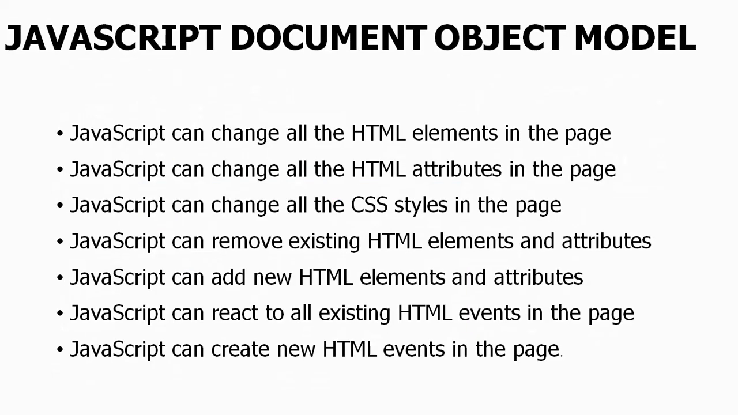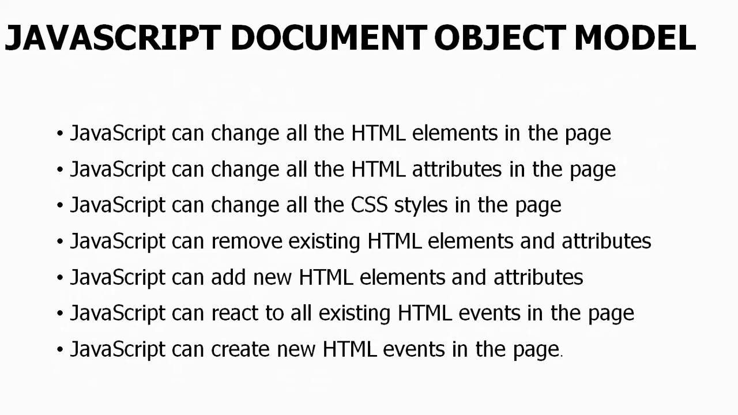With the document object model, JavaScript can change all the HTML elements in the page. JavaScript can change all the HTML attributes in the page. You know the difference between elements and attributes. JavaScript can change all the CSS styles in the page. JavaScript can remove existing HTML elements and attributes. It is possible in JavaScript. JavaScript can add new HTML elements and attributes.